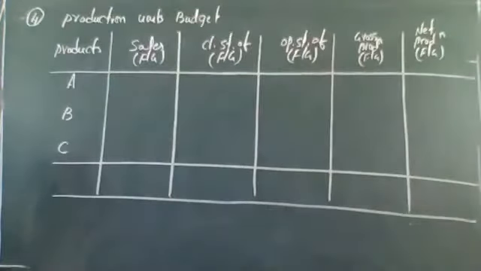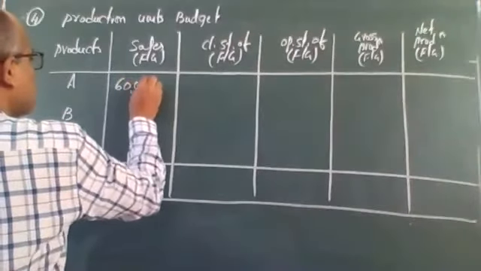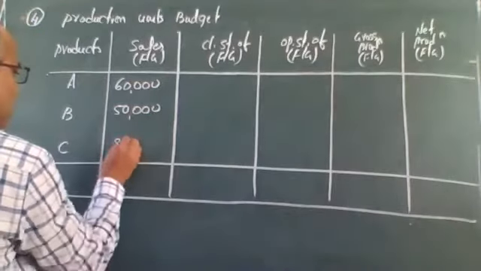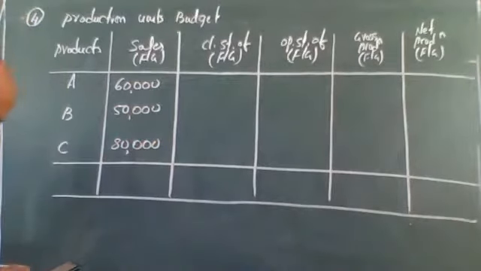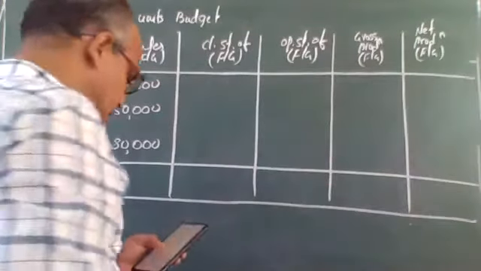Look at the question. What is sales? The sales requirements are 60, 50, 80. So 60,000 units, 50,000 units, 80,000 units. The closing stocks, that is on 30th June, we have 10, 8, 14.